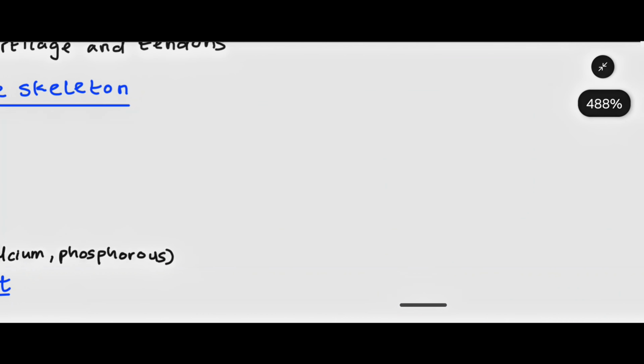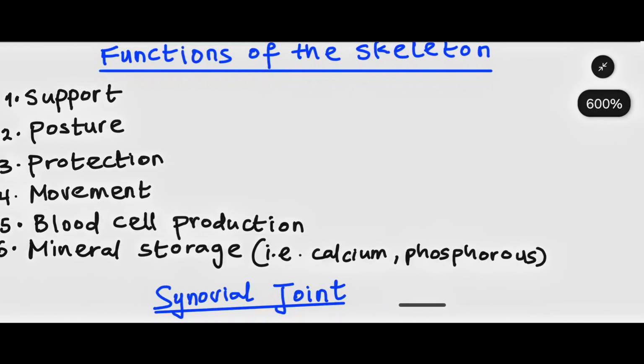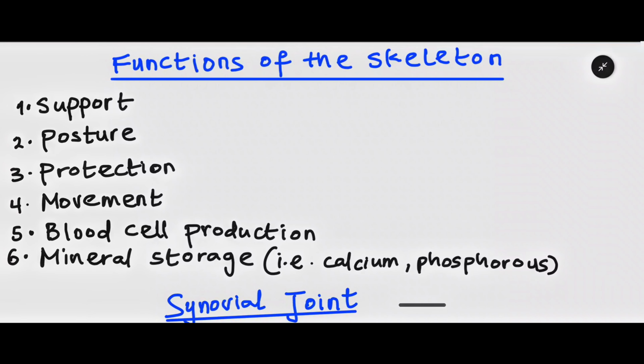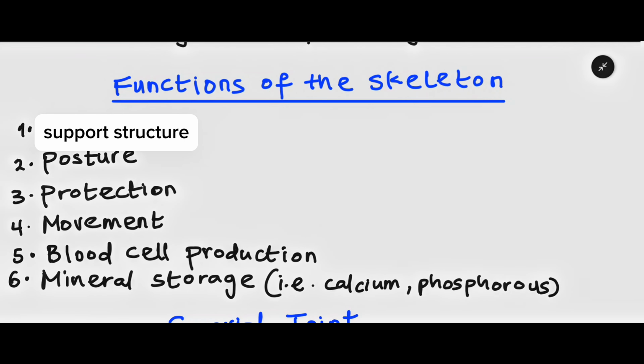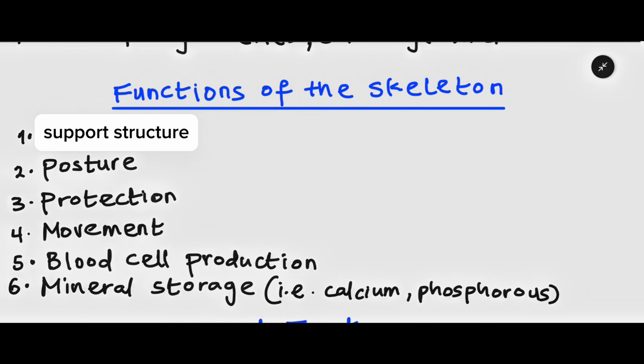Now let's move on to the functions of the skeleton. So what does the skeleton actually do? You need to understand that the skeleton is important for structure. Structure meaning that your skeleton is like a framework that holds you up. Without your bones, you would basically be like a pancake, just a puddle on the floor. Next, we have posture. Posture means keeping the body in the correct position, so standing tall, shoulders back, spine aligned.